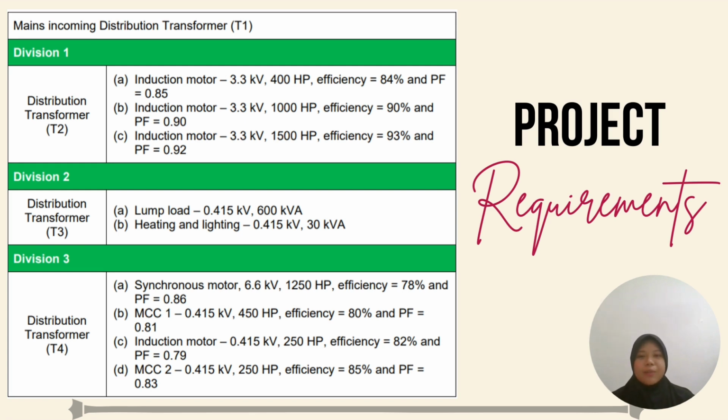Okay, next is the project requirement in this assignment. In this project, we need to design based on the loads given and also with additional 2 divisions with the load increment of 16% compared with existing loads. The existing loads are shown in the table. As we can see, in the table given, the existing load has 3 divisions. And another design that we need to create is with additional 2 divisions with the load increment of 16% compared with existing loads in the table.